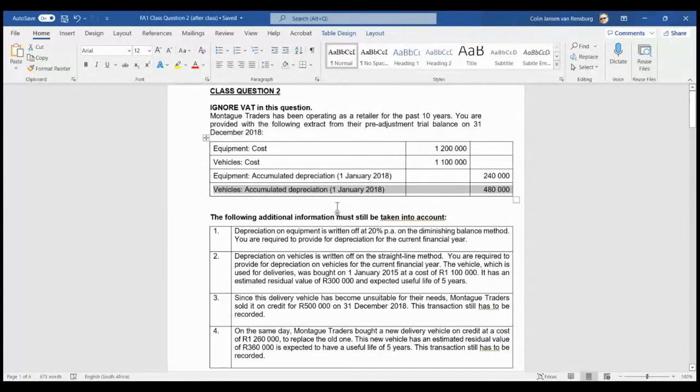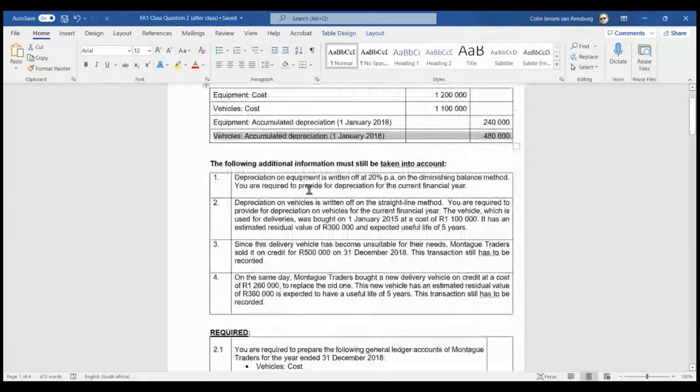So we need basically three columns. We need a column for our equipment, which is a category of PPE. We need a column for our vehicles, which is another category of PPE. And then we need a totals column, right? Very often in an exam situation, you are not required to provide the totals column as well. But just remember, in practice, when you actually publish your financial statements, you have to have a totals column as well. Right, so we are sorted with our opening balances.